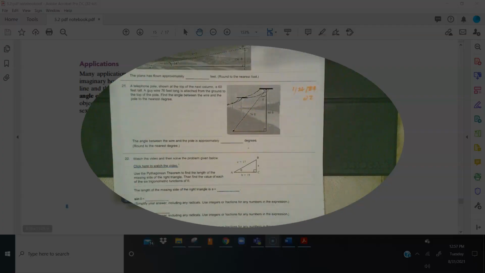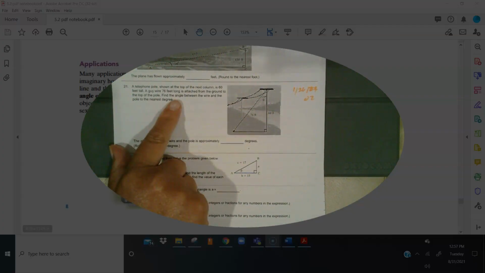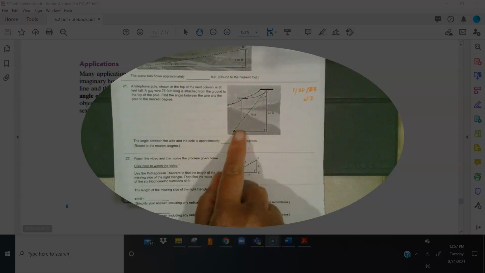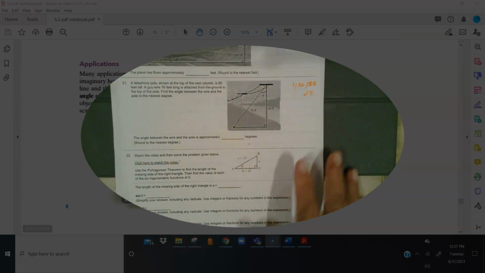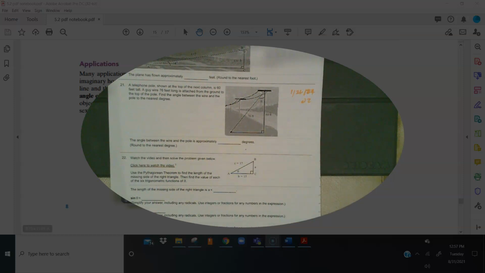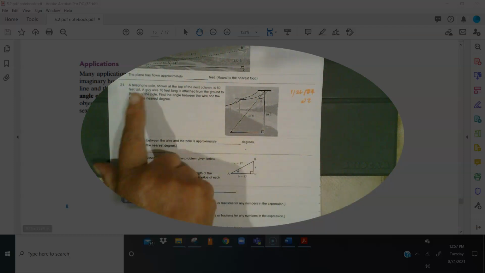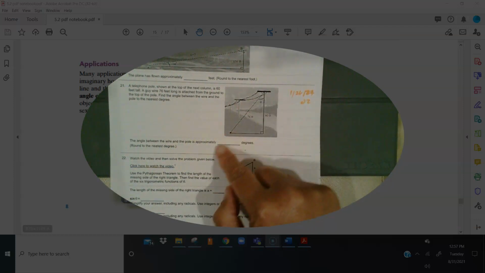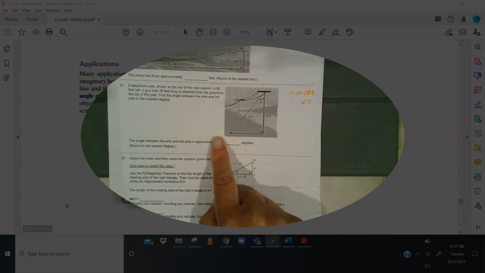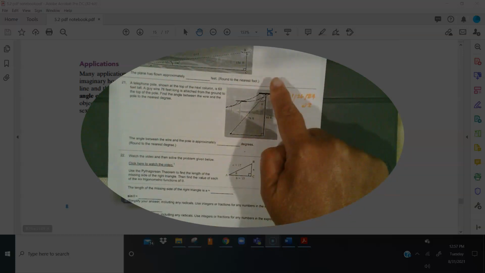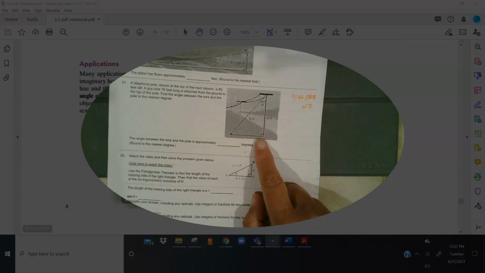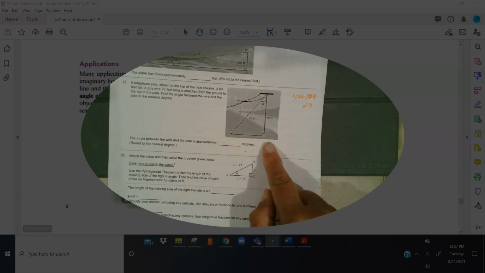Second problem I'd like to look at. We're looking at a telephone pole that's shown here. We have a telephone pole, probably called a power pole now because we don't use landline phones. They have a guy wire. The guy wire or guide wire is the one that attaches it to the ground so that the telephone pole or the power pole stays at a 90-degree angle with the ground.